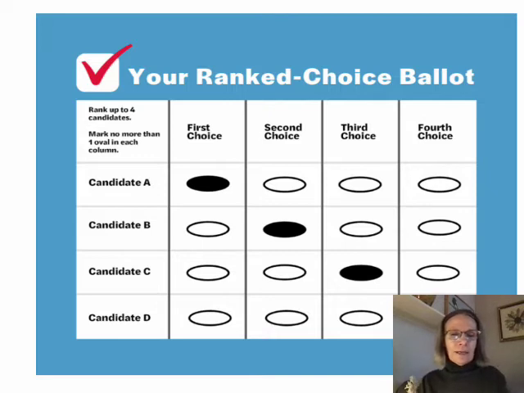And so as you can see here in the diagram, these are the 4 candidates that are running to represent the 4th congressional district of Wisconsin. And then as you are voting, you say, okay, well, this is my first choice, candidate A, my second choice, candidate B, third choice, candidate C, fourth choice, candidate D. So you rank your preference for the candidates based on who your first choice is and downward from there.